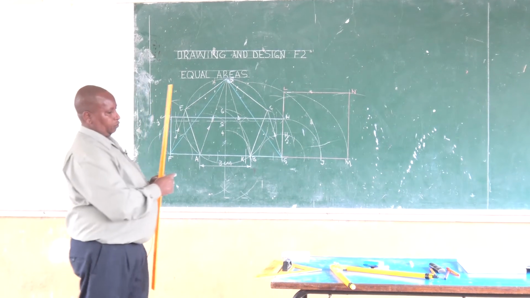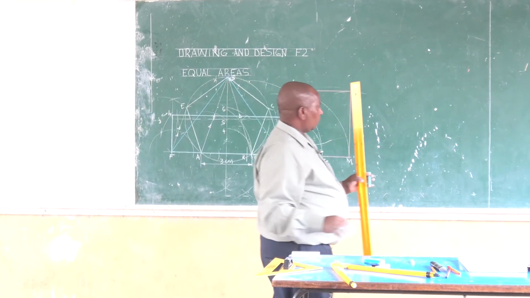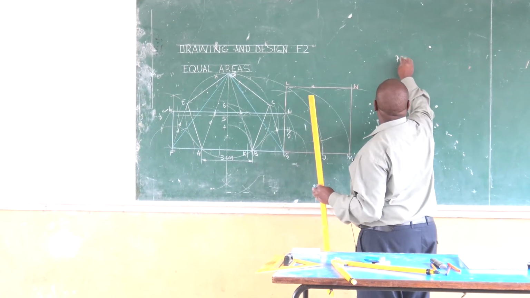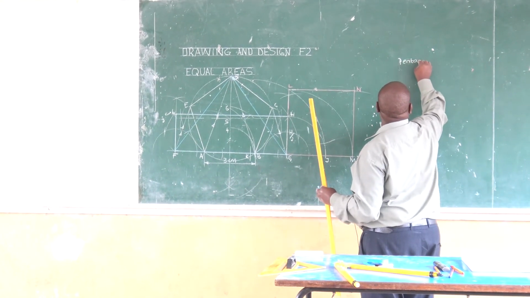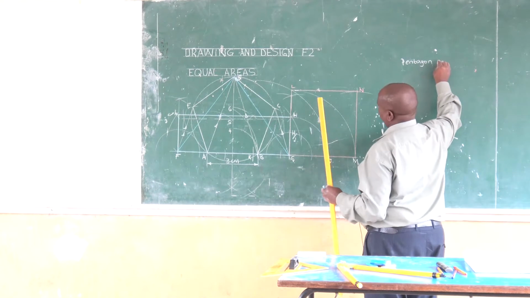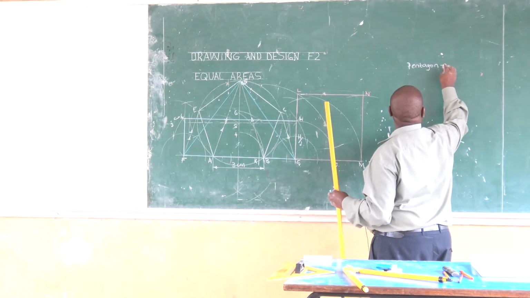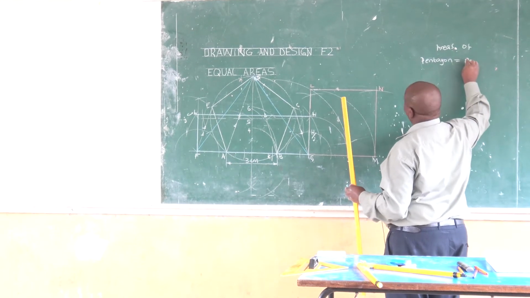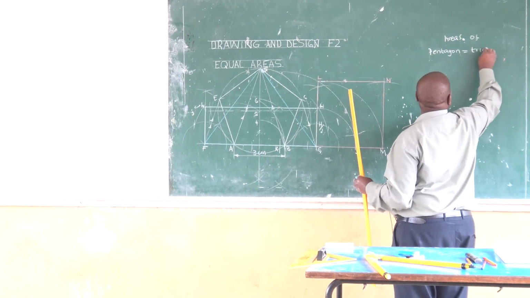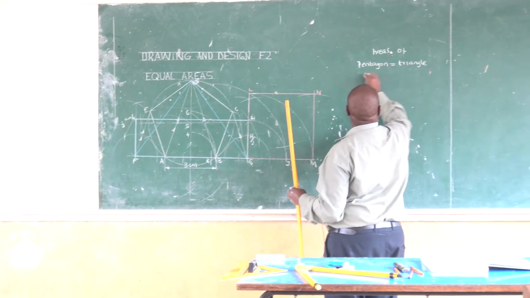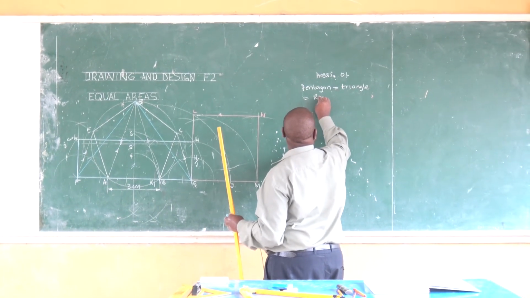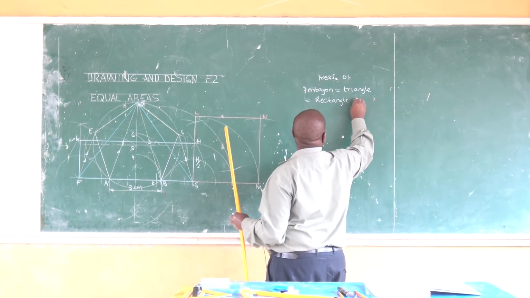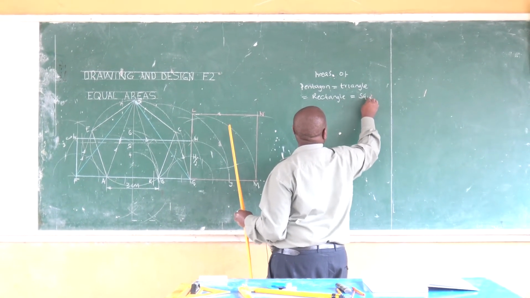So the figures, we see pentagon, the area of the pentagon is equal to the area of the triangle, which is equal in area to the area of the rectangle, which is equal in area to the square.